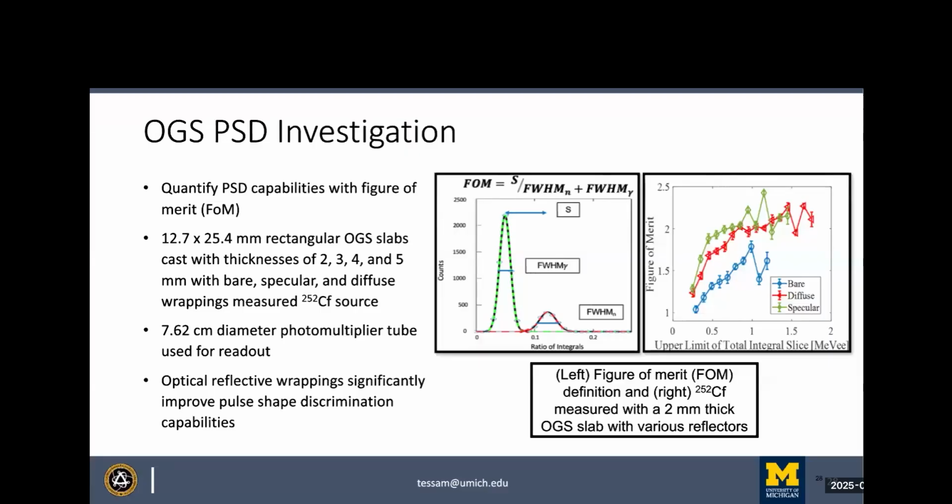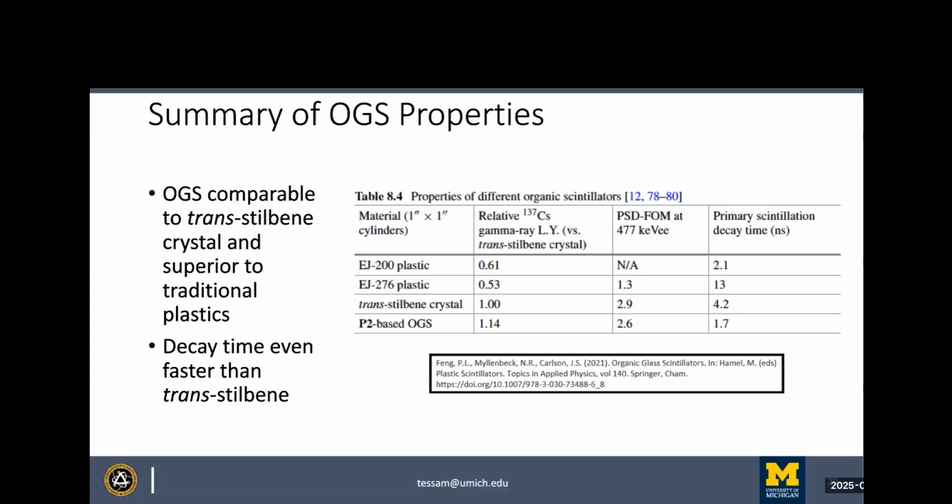Our group also tested some bare, diffuse wrapped and specular wrapped OGS slabs for their figure of merit values. The specular was the best, probably because of less light loss and greater overall yield, but even the diffuse wrapping was better than not having one at all.